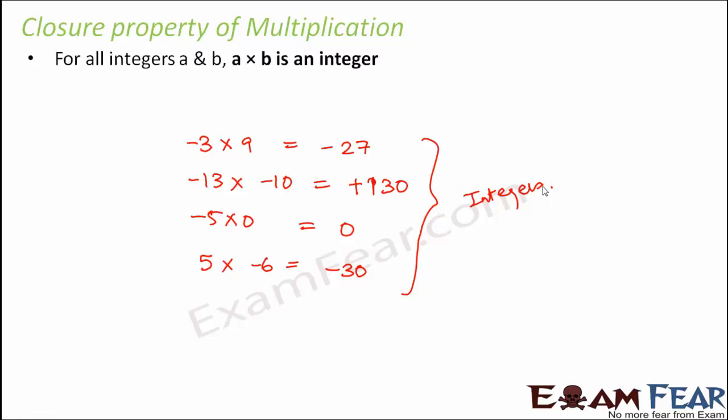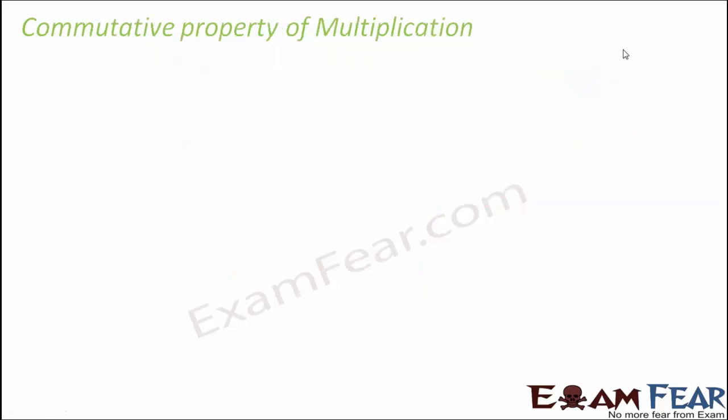That is, for all integers a and b, a into b is always an integer. So that is why they are called closed, because they are within their territory of integers. So one integer multiplied with another integer will give an integer. So they cannot go out of their territory. So they are closed under multiplication, and that is why it is called closure property.